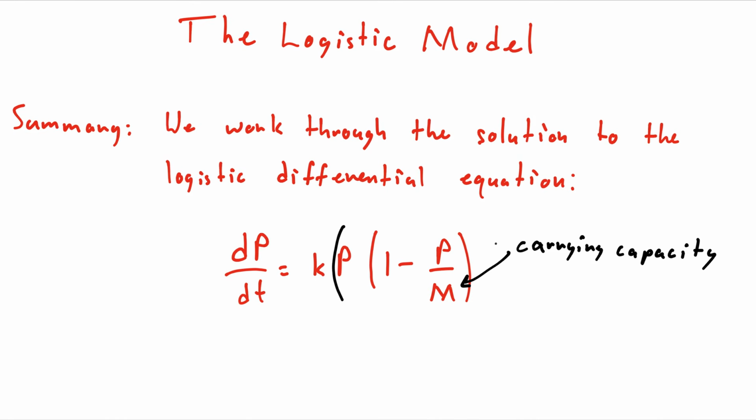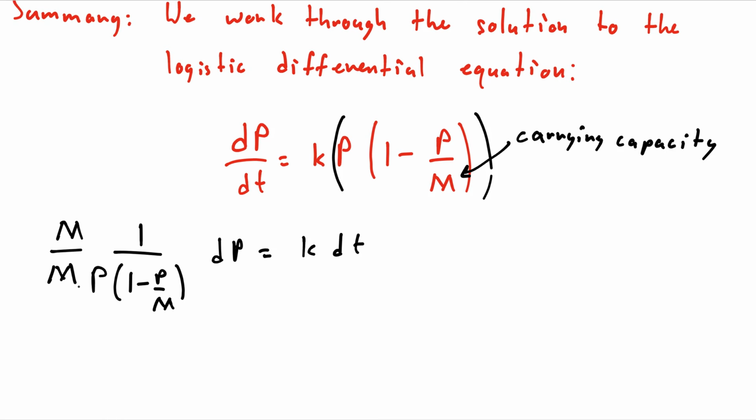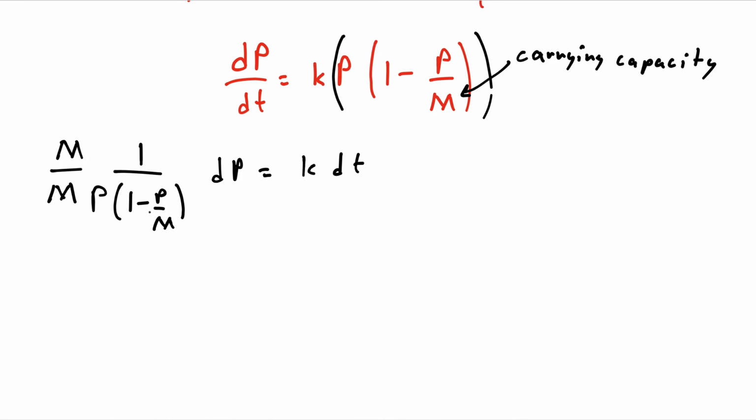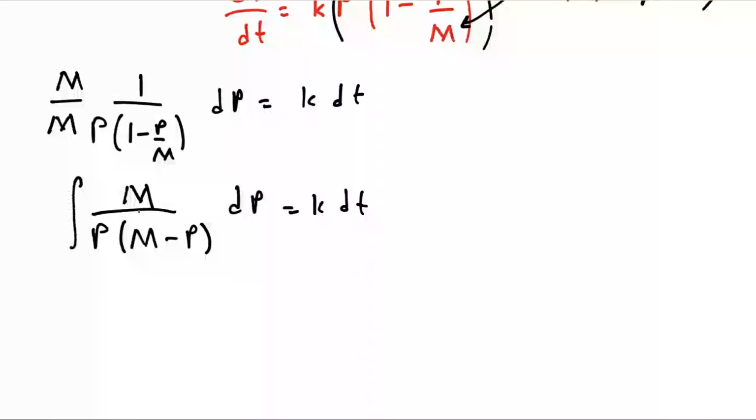We're going to divide both sides by this expression and multiply both sides by dt. If we do that, we have 1 divided by P times 1 minus P over M, times dP, equal to k times dt. On the left, we're going to multiply the numerator and denominator by M. We distribute the M into this factor in the parentheses, and we have M divided by P times M. M times P over M is P. Now we want to integrate both sides.